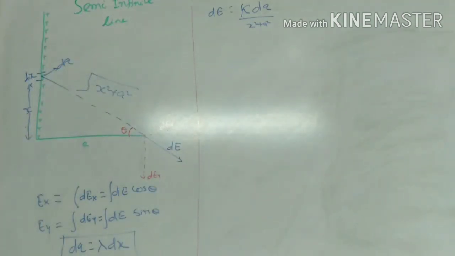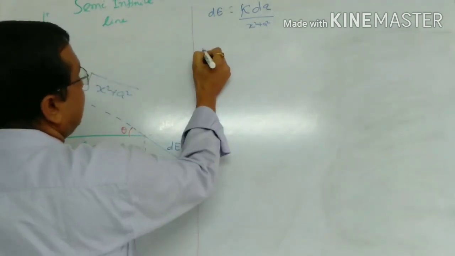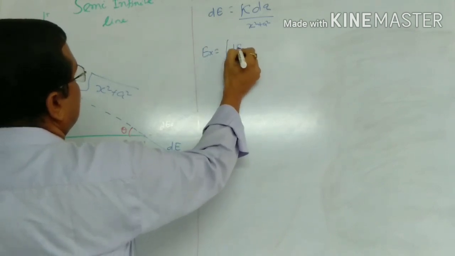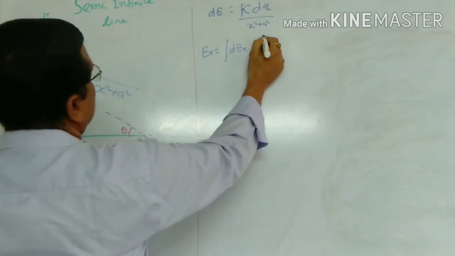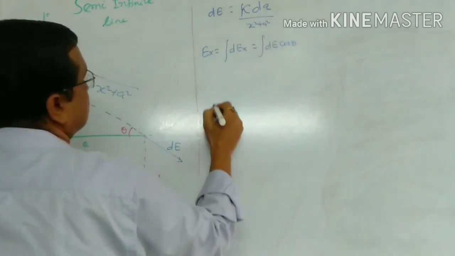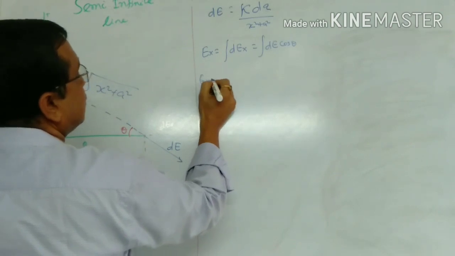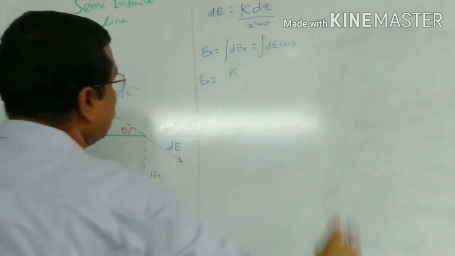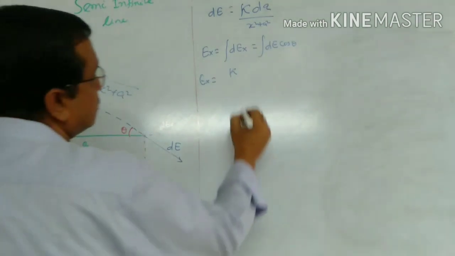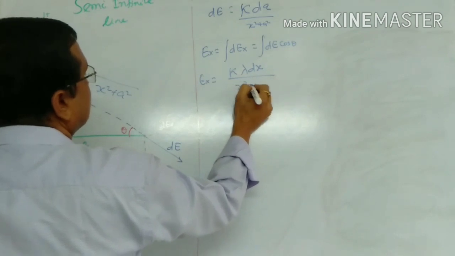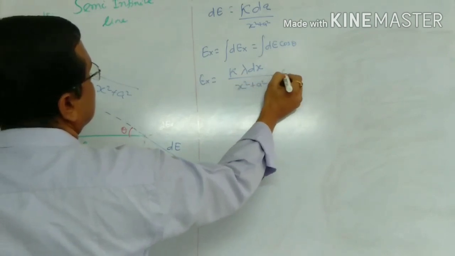So now we should consider Ex. Ex means the integration of dEx, which means integration of dE cos theta. So Ex equals the integral of dE, which is k dq, and dq is lambda into dx, by x square plus a square, into cos theta.